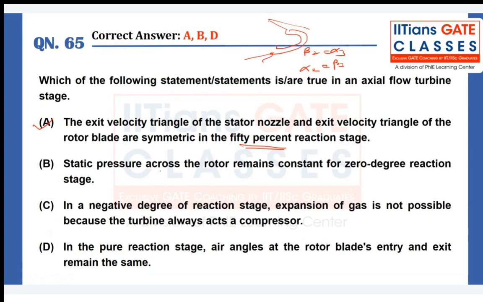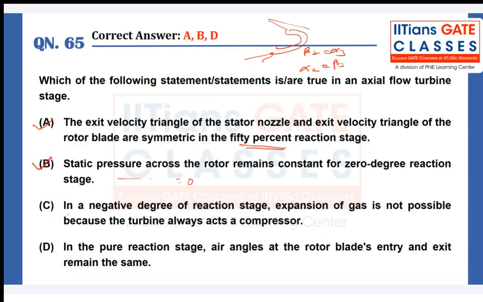The second option says that static pressure across the rotor remains constant for 0 degree reaction. If we define the degree of reaction in terms of the pressure rise or pressure loss, we know that that definition calls for the pressure difference at the rotor by the pressure difference for the entire stage. If it is zero, that means there is no pressure change occurring in the rotor. The static pressure is remaining constant. So option B is also correct.